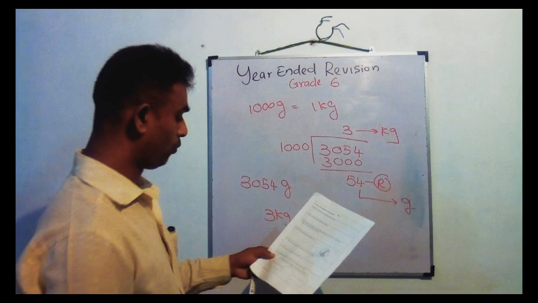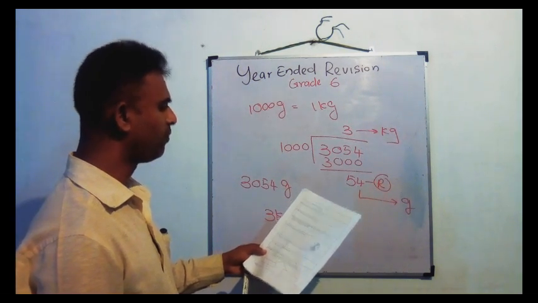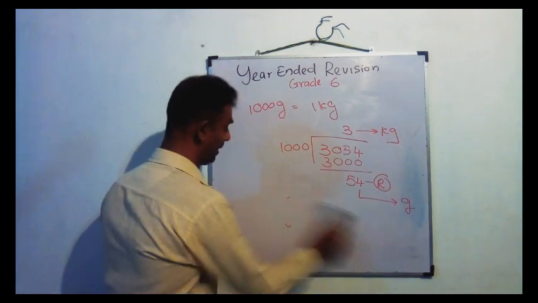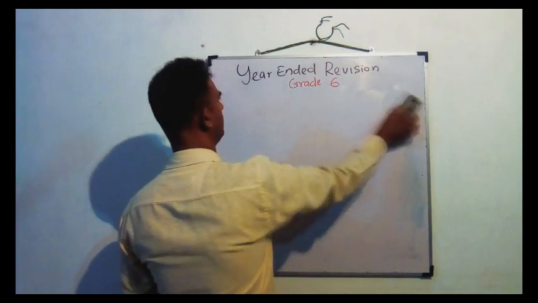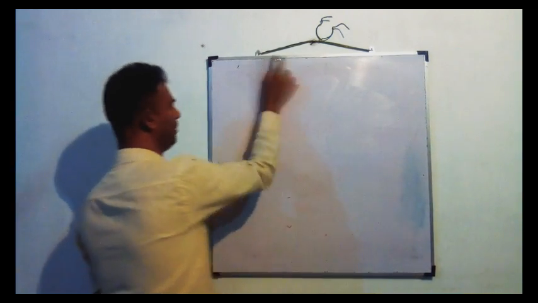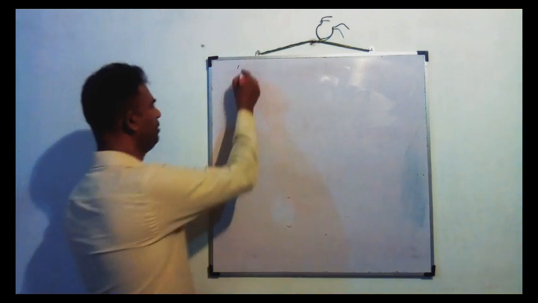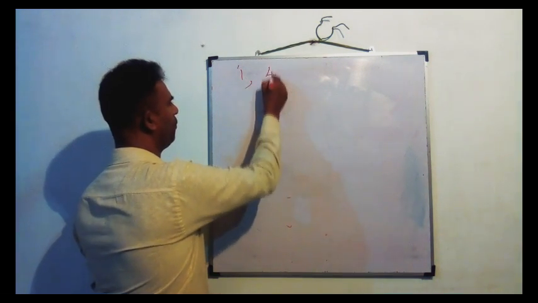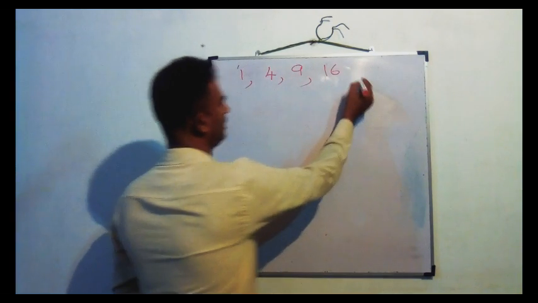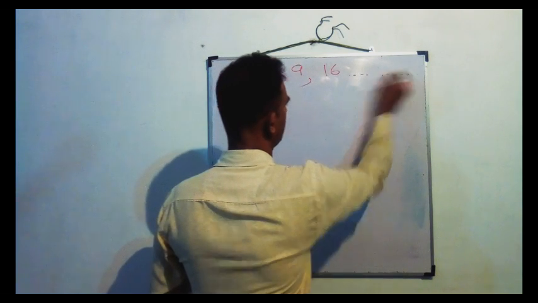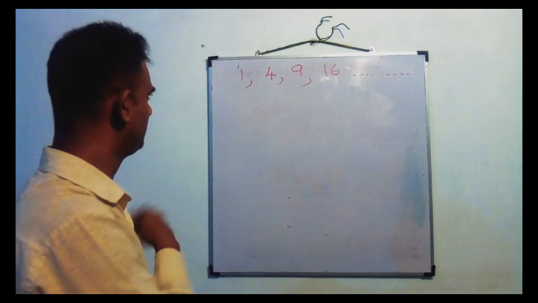Next one. Write the next two terms of the number pattern 1, 4, 9, 16. There is a number pattern. In this number pattern, these are the numbers mentioned: 1, 4, 9, 16. There are two blank spaces.